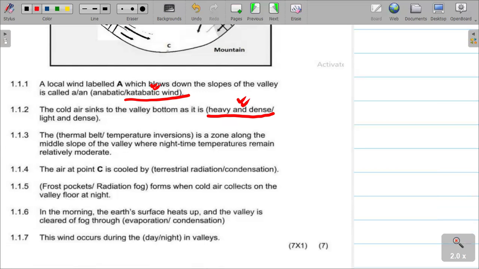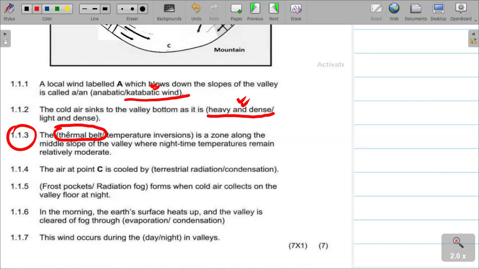Number three: the dash is a zone along the middle slope of the valley where nighttime temperatures remain relatively moderate. It is the thermal belt. The thermal belt identifies a zone along the middle slope of the valley where night temperatures remain relatively moderate.